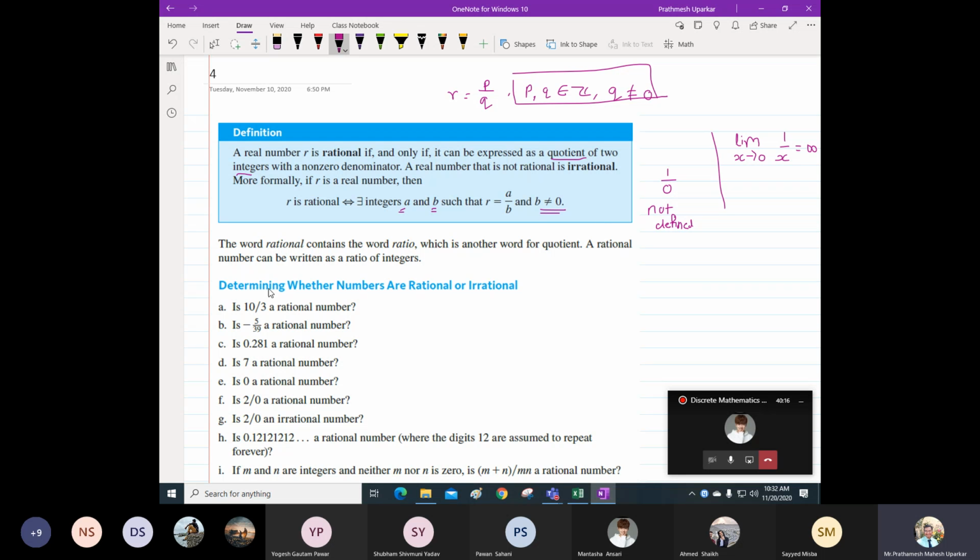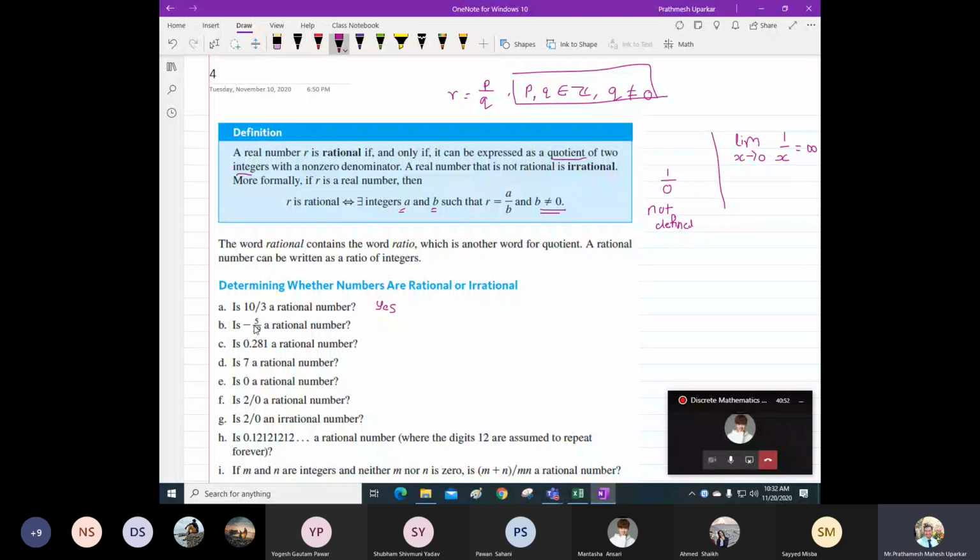So let me question you. What about these numbers? Is 10 upon 3 a rational number? Can it be in the form of a by b where a and b are integers? 10 is an integer, 3 is an integer. So can I say that this is a rational number? Yes or no? Yes, sir. It is a rational number.